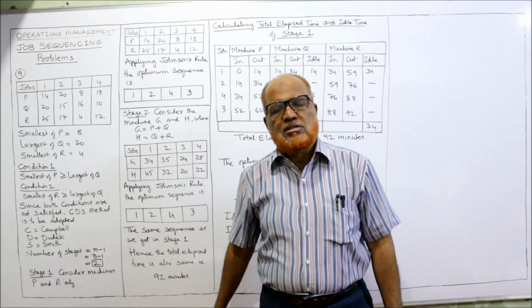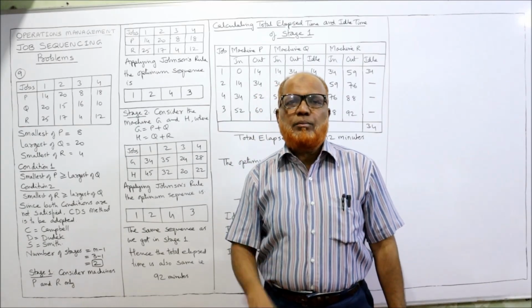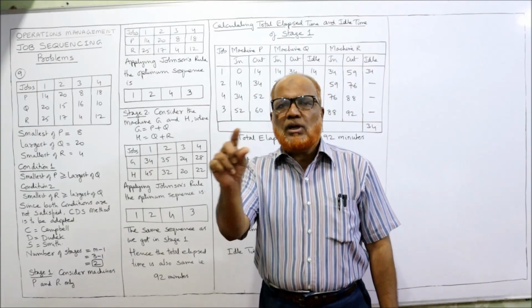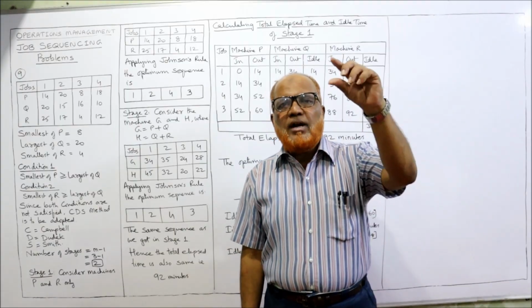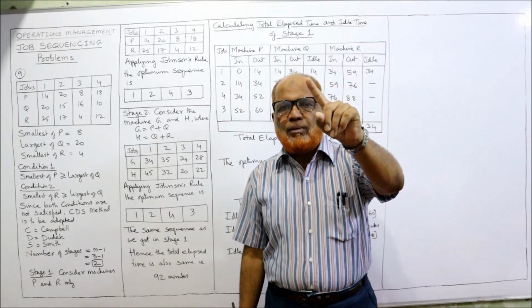Ignore the middle two machines. Find out the optimum sequence. Find out the total elapsed time. First stage over. Second stage, combine the first two and make it one machine.